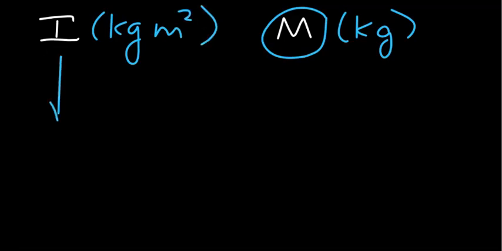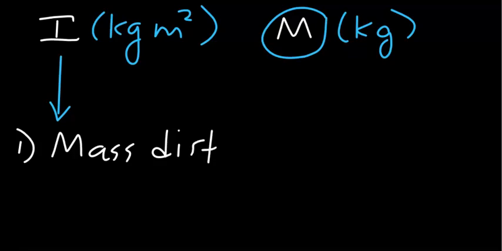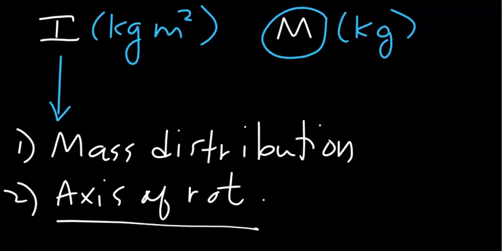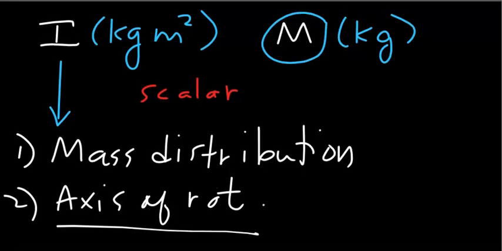It depends on two things. The first is the mass distribution of that system, or the object. The second is the axis of rotation itself, namely the position of the axis of rotation. However, just like mass, moment of inertia is a scalar. So what do we mean when we say the moment of inertia is dependent on these two factors?